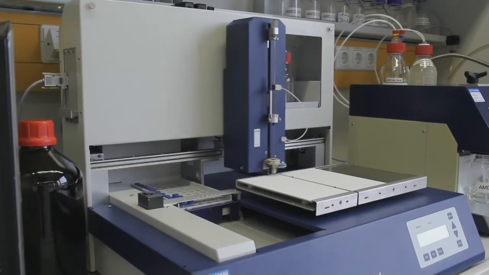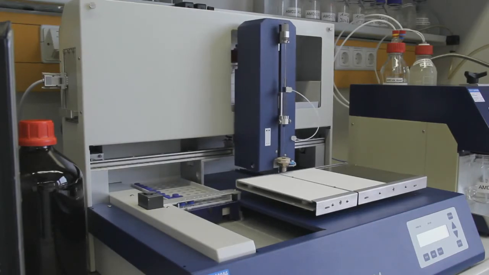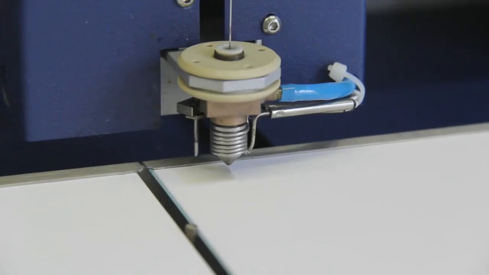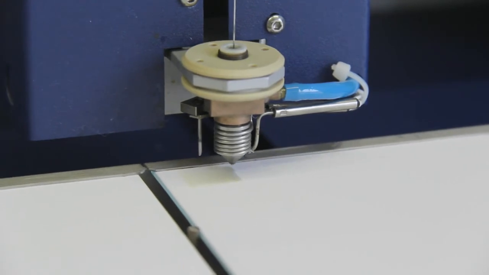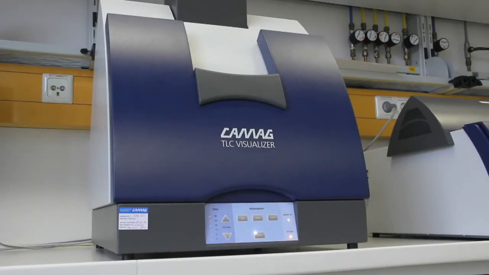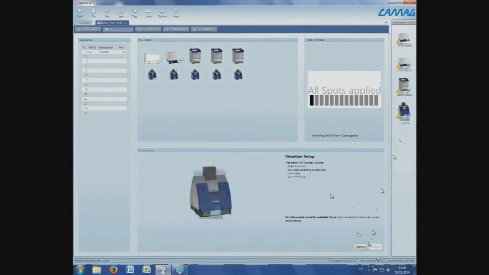Each sample solution was applied in form of a rectangle of 10 times 30 mm to spread the huge beer matrix over a large adsorbent area. The dosage speed was 800 nanoliter per second. Now the samples were applied. Using the TLC Visualizer and the software VisionCATS, the starting zones were documented.